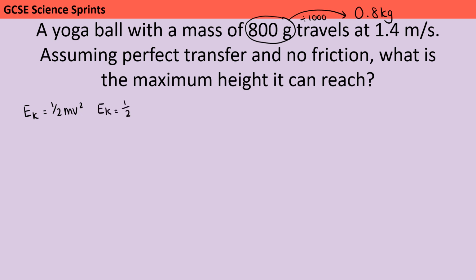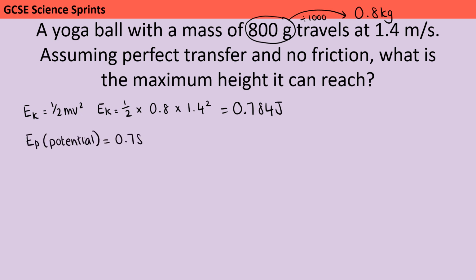So if I substitute in those numbers, being aware also that that squared sign only applies to the v term, so it only applies to the 1.4, not to the 0.8 or half, then I get an intermediate answer of 0.784 joules. Now I know that conservation of energy is a thing, so if we assume perfect transfer and no friction at all, the maximum amount of potential energy that we could have is 0.784 joules as well. So we're having the same energy transfer, we've got the same amount of energy that we already had stored.